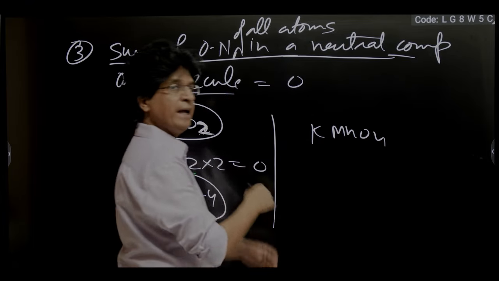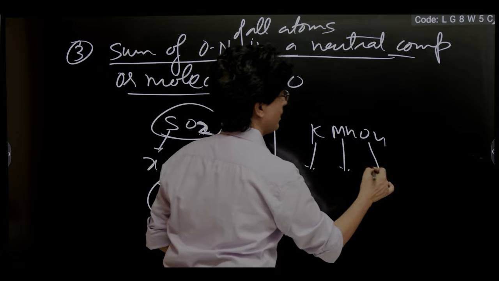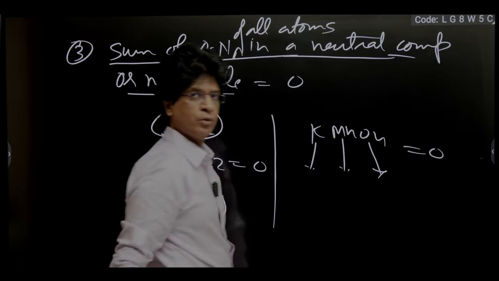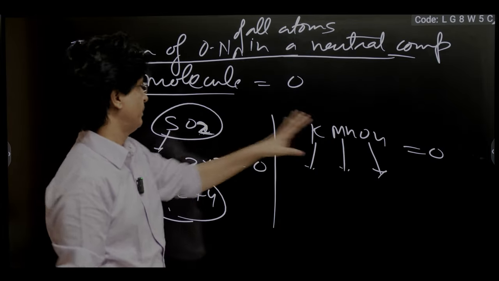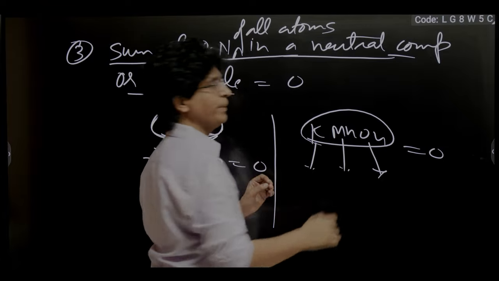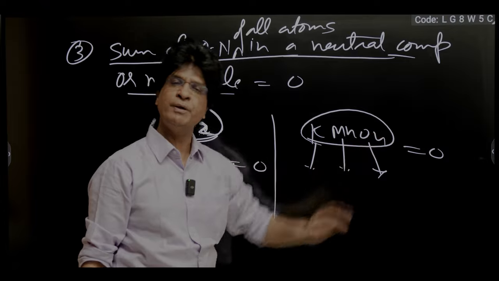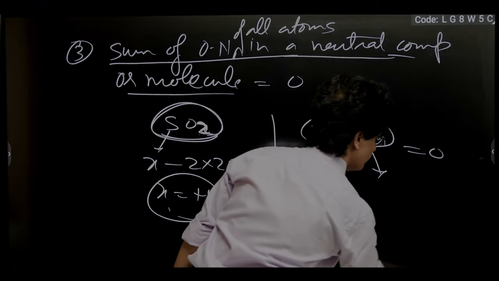We can also say that for KMnO4, if I add all the oxidation states of potassium, manganese and oxygen, they will be equal to 0. How? We'll do it in a short while. But understand, whenever we are handling a neutral molecule or a neutral compound, the sum of the oxidation states of all the atoms will be equal to 0.